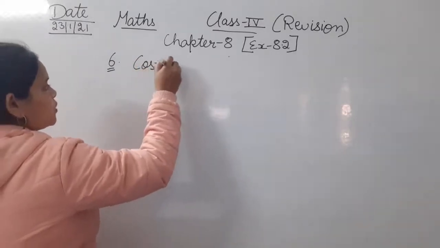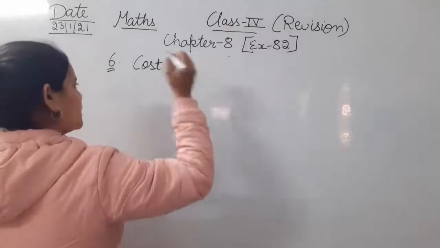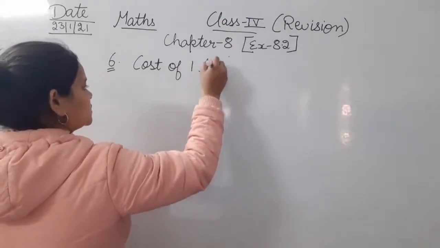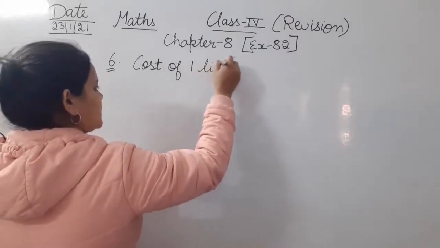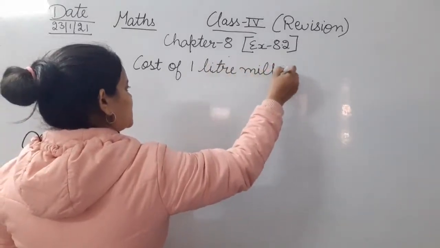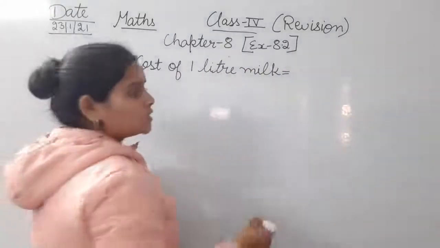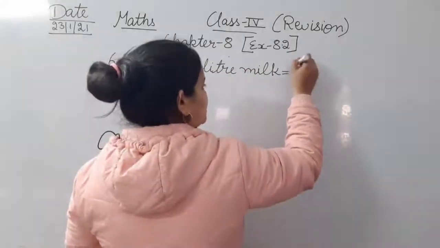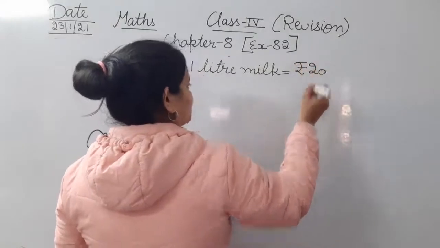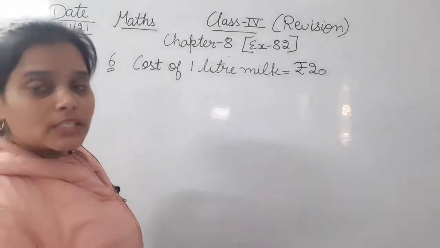Cost of 1 liter milk, that is already given. So the cost of 1 liter milk is ₹20, and we have to find the cost of 1/4 liter.